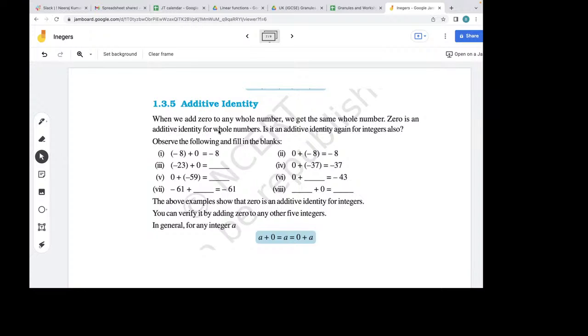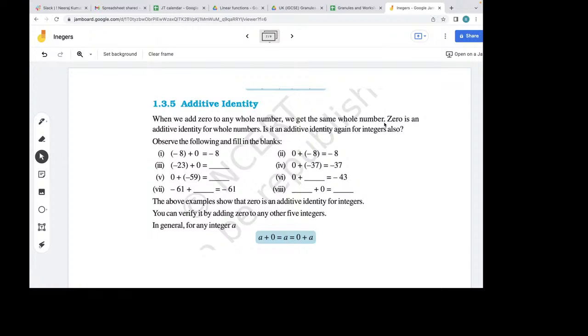When we add 0 to any whole number, we get the same whole number. If you add 0 to 1, you will get 1. If you add 0 to 100, you will get 100. If you add 0 to 1000, you will get 1000. So it doesn't change the whole number. If you add 0 to any whole number, you get the same whole number. So 0 is an additive identity for whole numbers.